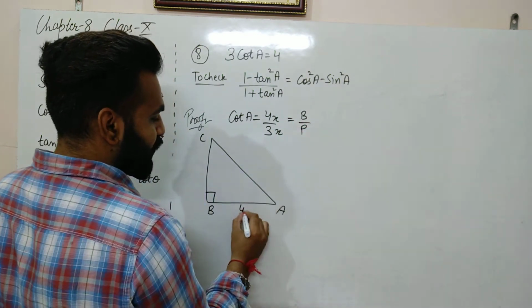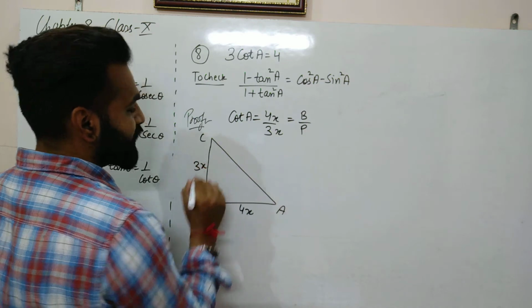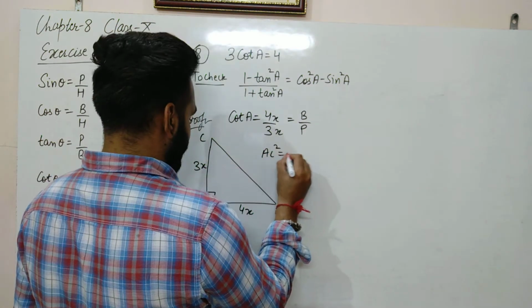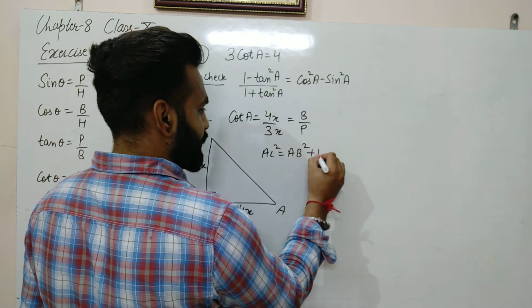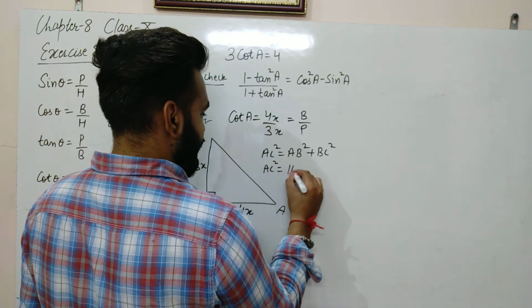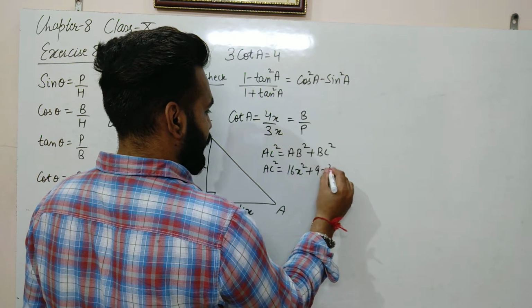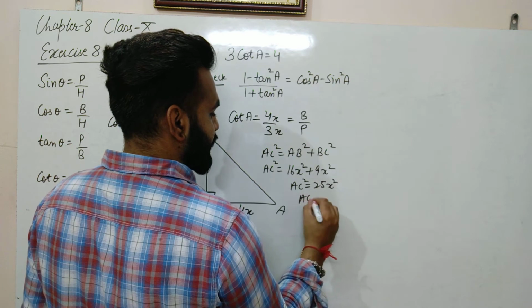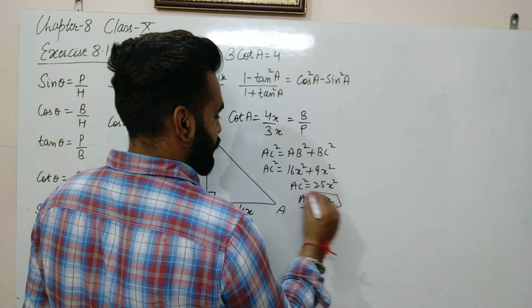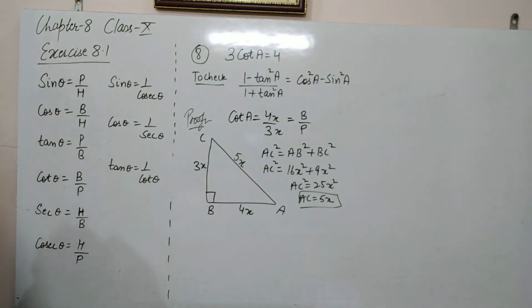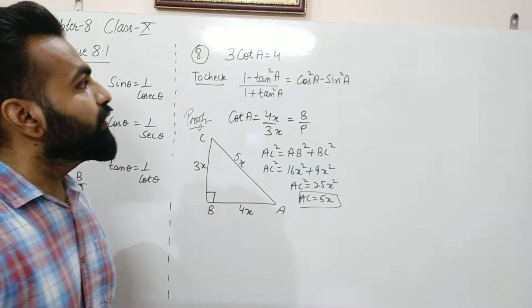So AB will be 4x. BC will be 3x. Now we can find the third side. AC square is equal to AB square plus BC square. AC square is 16x square plus 9x square. AC square is 25x square. AC is 5x. So put AC equal to 5x. Now all the three sides are known.